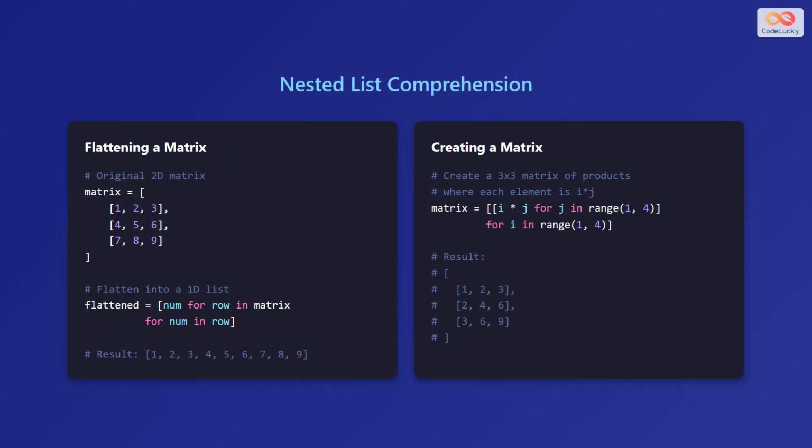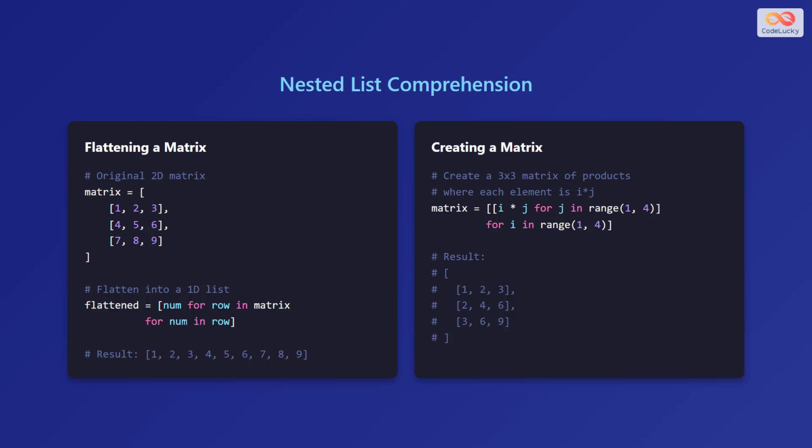Nested list comprehensions allow you to create lists within lists, which is particularly useful when dealing with multidimensional data like matrices. Here are two examples. First, flattening a matrix. Suppose we have a two-dimensional matrix that is a list of lists. To flatten this into a one-dimensional list, we write number for row in matrix for number in row. This will unpack each row and then each number within the row, creating a single list of all numbers.